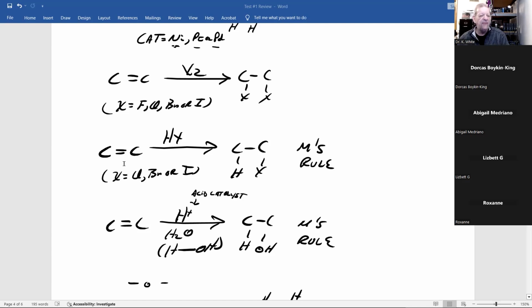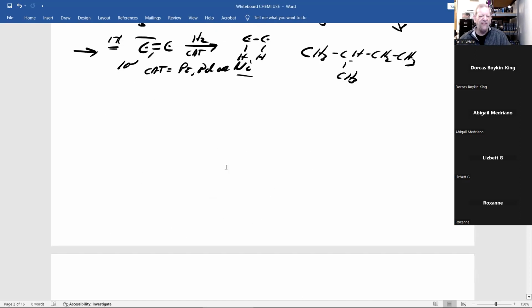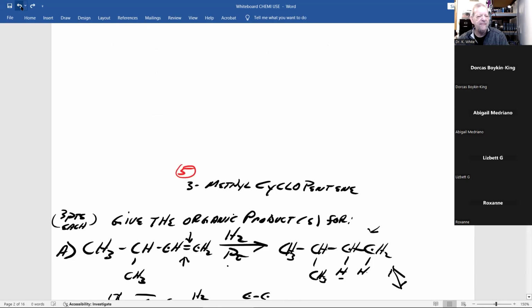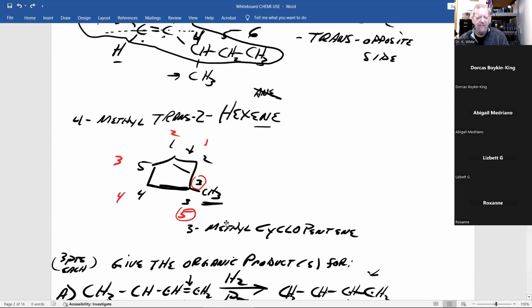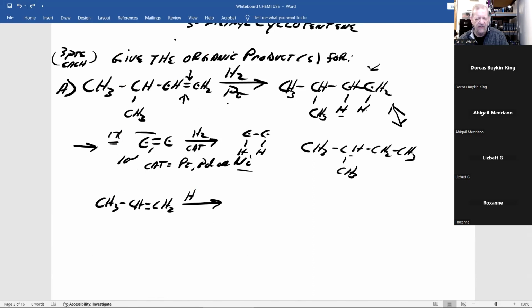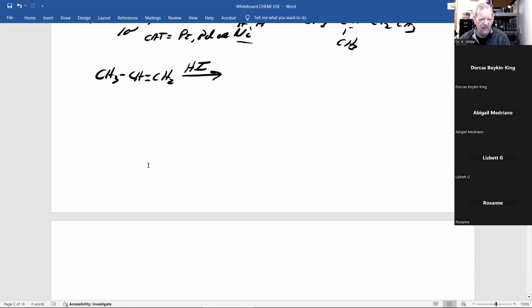Dangerous it is working. Anyways, you have a double bond, HX, you break the pi bond, one carbon gets H, the other gets X, and it follows Markovnikov's rule. What's that? Markovnikov's rule is the carbon of the double bond with the most hydrogens gets the hydrogen from HX. And the other carbon gets the halogen.